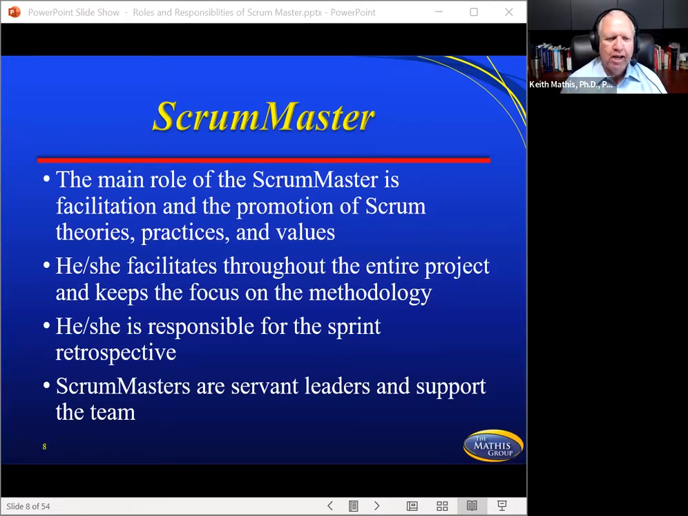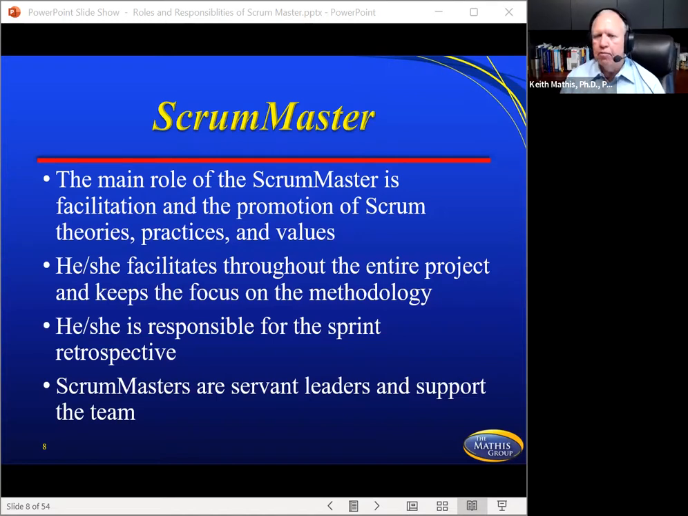He or she is responsible for the sprint retrospective. Now, when it talks about responsibility, it's talking about the facilitation piece of it, making sure that they have it. And that's what your Scrum Master is doing, making sure that these things are happening. They are a servant leader and they support the team.